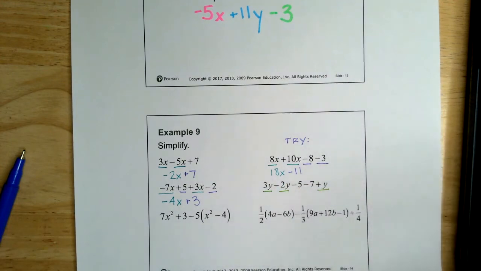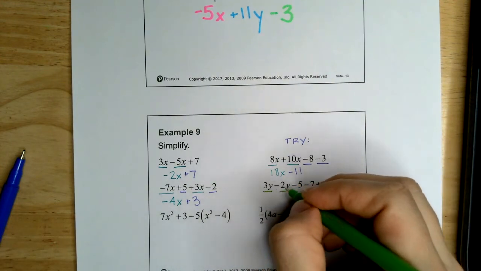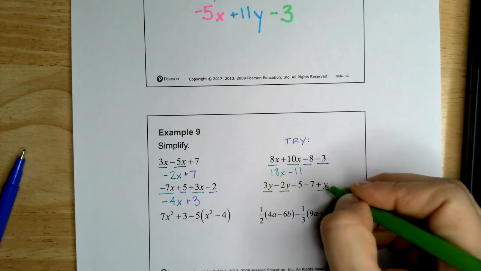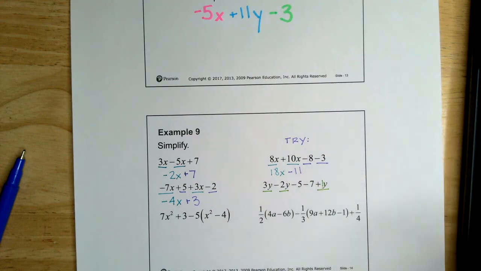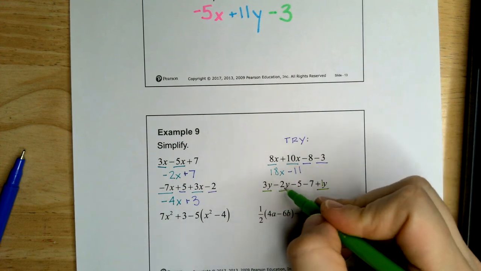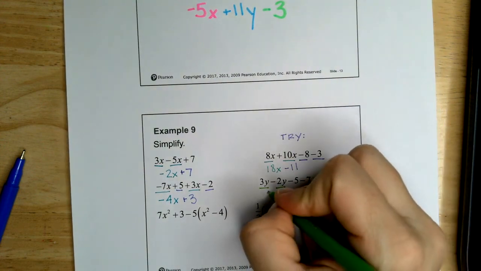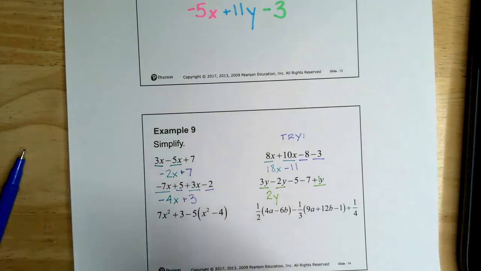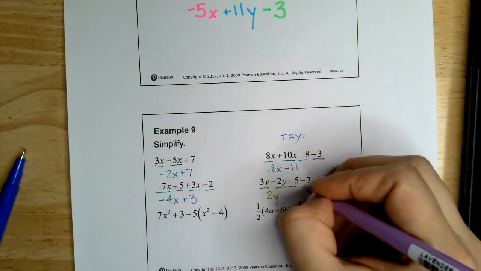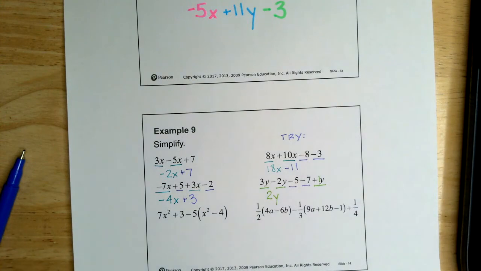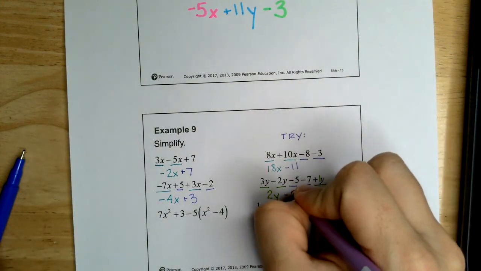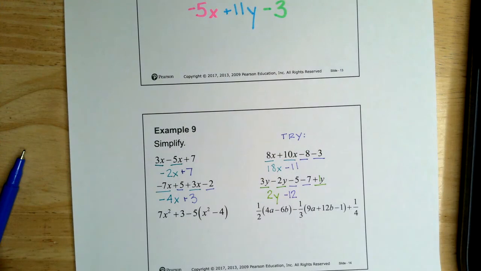Here I have 3 like terms. 3 minus 2 is 1 plus, that's an understood 1, right? That's 1y at the end. So 3 minus 2 is 1, plus 1 is 2y. And then -5 minus 7 is going to be a -12. So I have 2y minus 12.